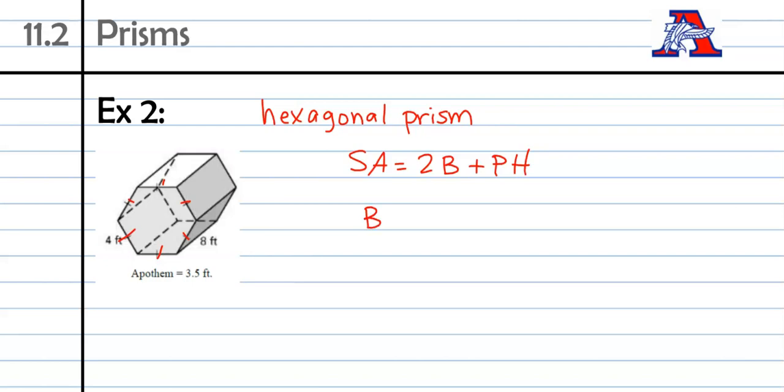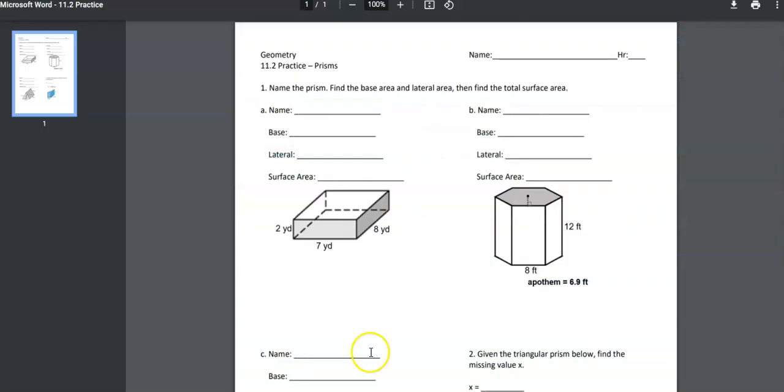Okay, so base area. Remember, for a regular polygon like this, it is apothem times perimeter divided by 2. It gives us our apothem at 3.5. The perimeter, it looks like each side is 4. So 4 times 6 for the perimeter would be 24, all over 2. So what we really need there is 3.5 times 12, because 24 divided by 2 is 12. So I'm going to grab a calculator and just do that. 3.5 times 12.